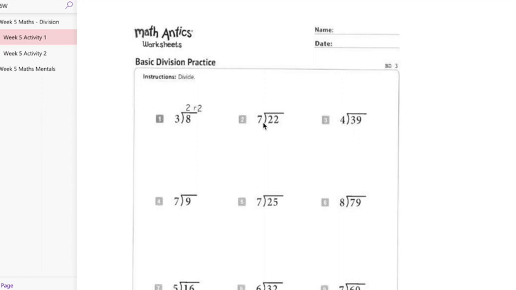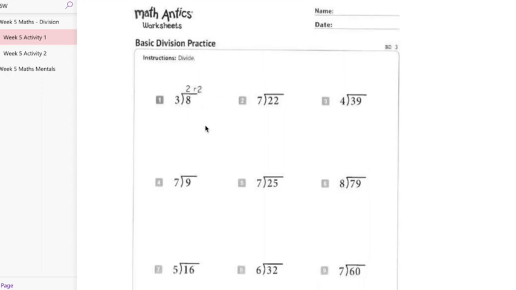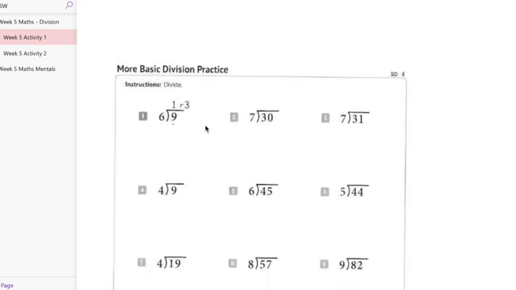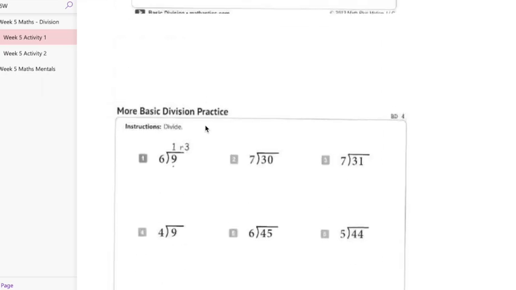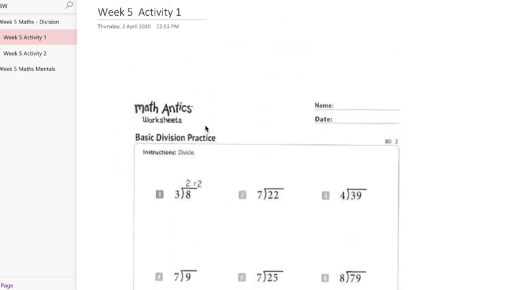So you would look at 7. How many times does 7 go into 22? You would put your answer, and if you have any remainders, that would go next to it with an R. That R indicates that you have a remainder. So going through and completing those for us, 2 activity sheets there with plenty of practice for you.